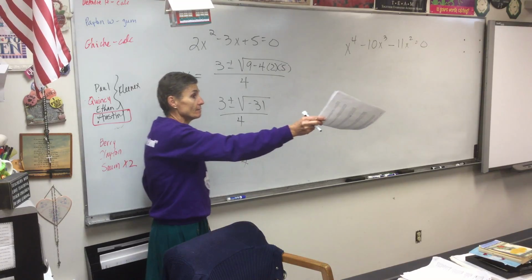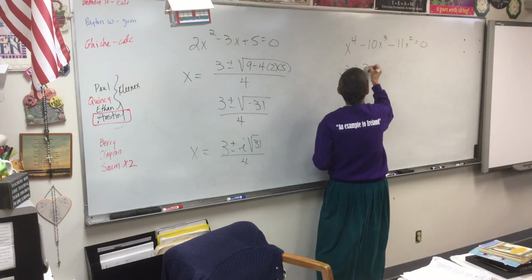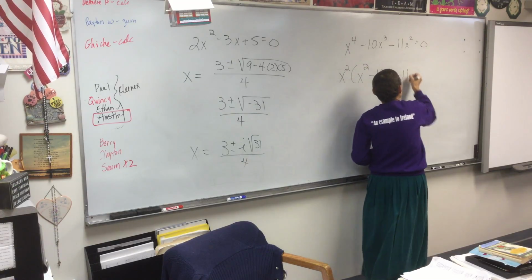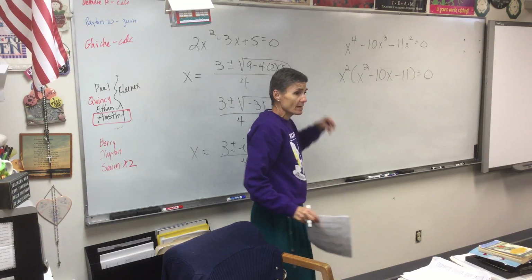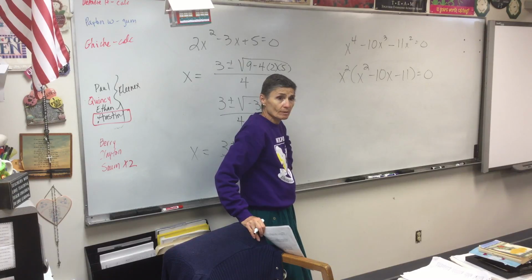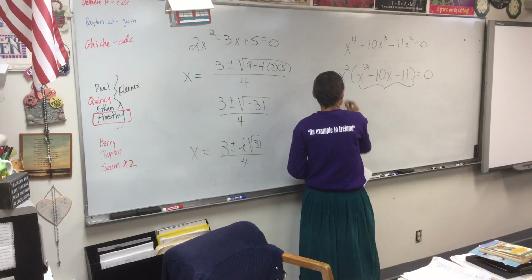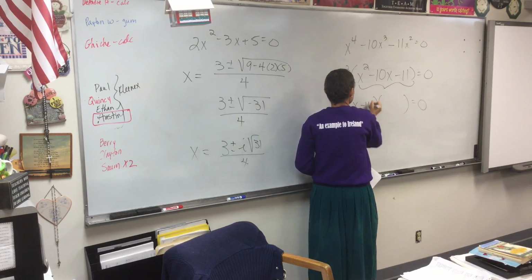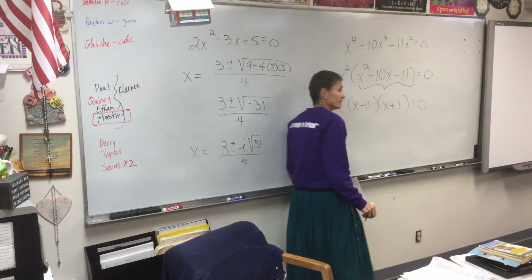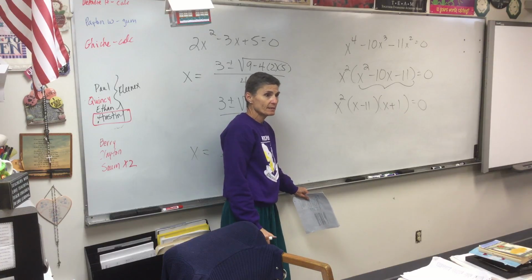I heard somebody say it. Take out an x squared. Absolutely. Make life easy. It's hard enough, don't make it harder. Take out an x squared. Oh my gosh, what about that? Negative 10. x minus 11, x plus 1. What looks like an overwhelmingly complicated problem is a cinch.